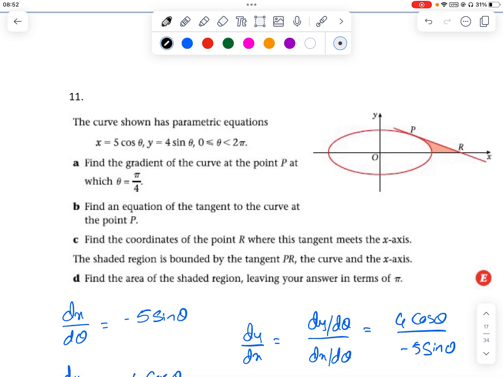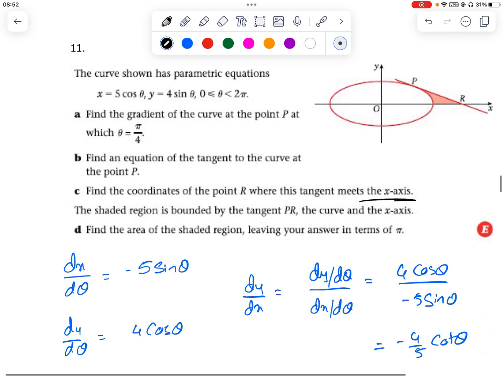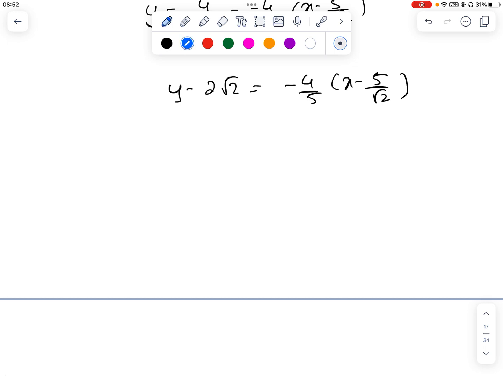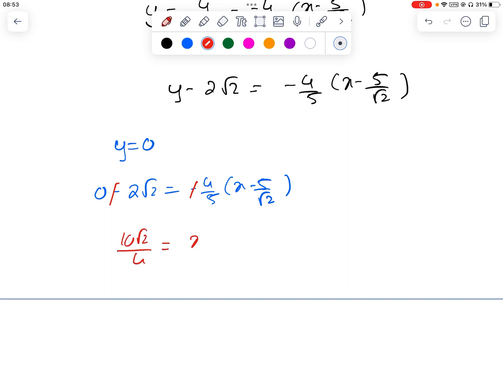Next part, find the coordinates of the point where R meets the x-axis. x-axis means y equals 0. So 0 minus 2 root 2 equals minus 4 upon 5 times x minus 5 upon root 2. Minus minus cancels. So 10 root 2 upon 4 equals x minus 5 upon root 2. So x equals 5 root 2 upon 2 plus 5 upon root 2. So which is going to be, directly I'm writing it out, 5 root 2. So the point R is 5 root 2 comma 0.